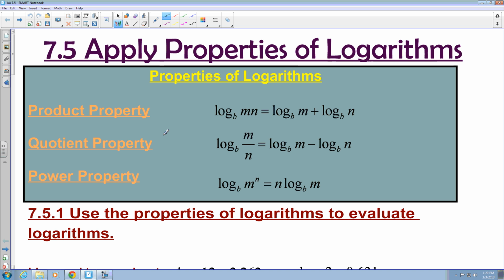The power property comes from the exponent. So say I had log base b of m to the n power, you could rewrite that as n times the log base b of m.